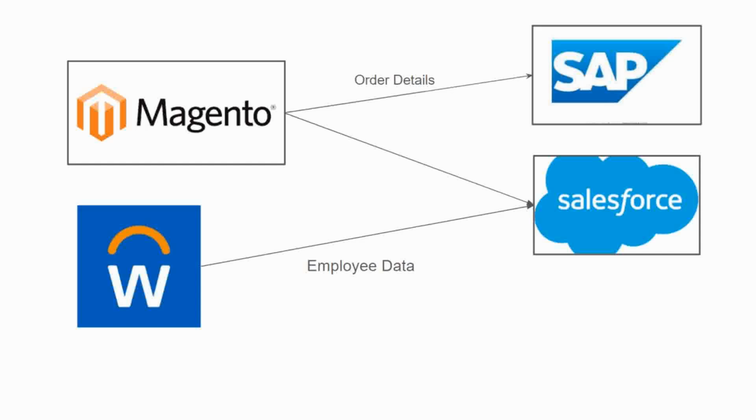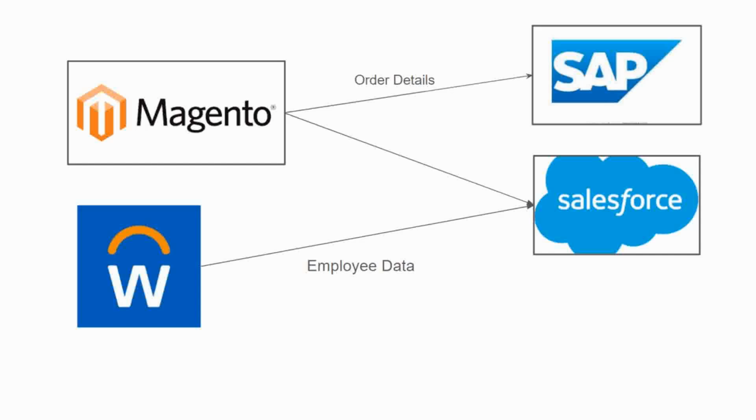Now let's understand with an example. Say we have 4 systems, right? One is Magento, then SAP, then Workday and Salesforce. From Magento, I am sending order details to SAP and also Salesforce. And I'm also sending the Workday employee data to Salesforce.